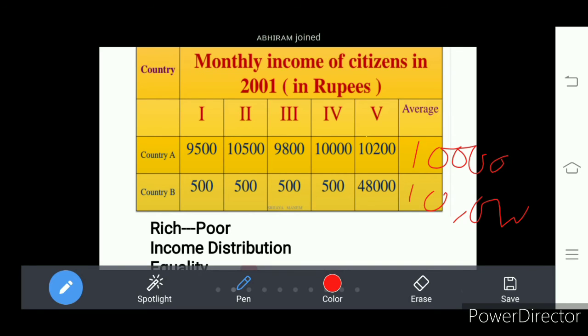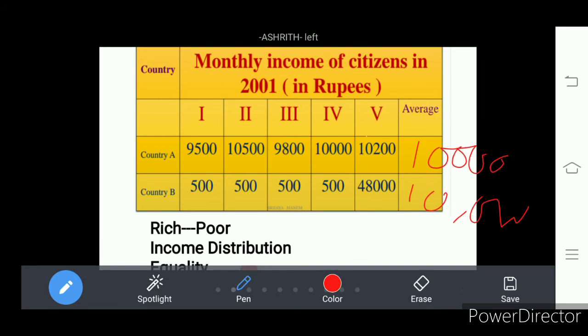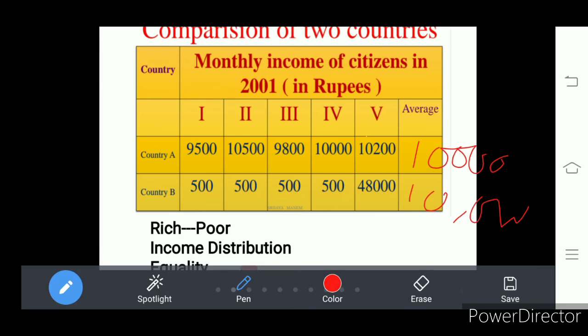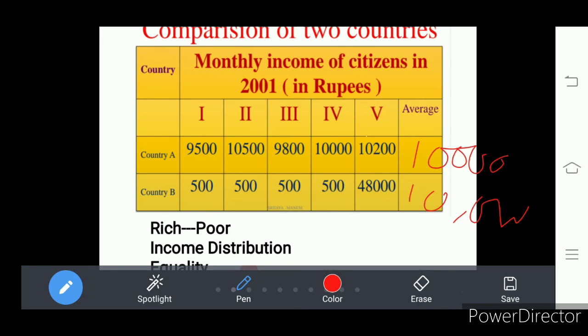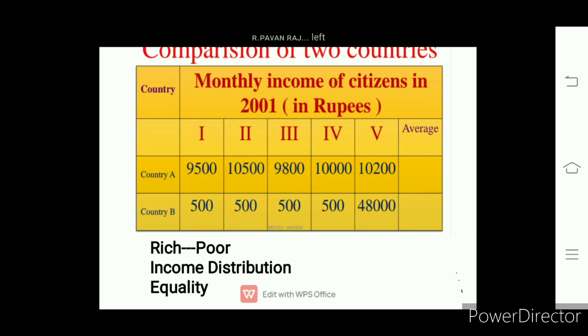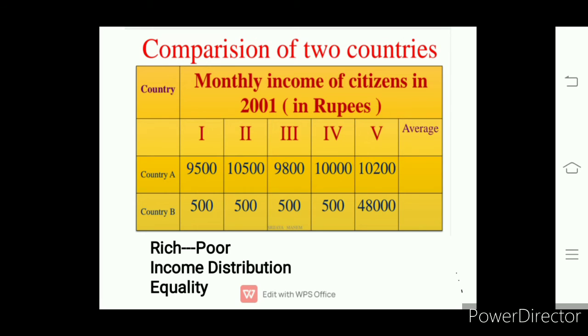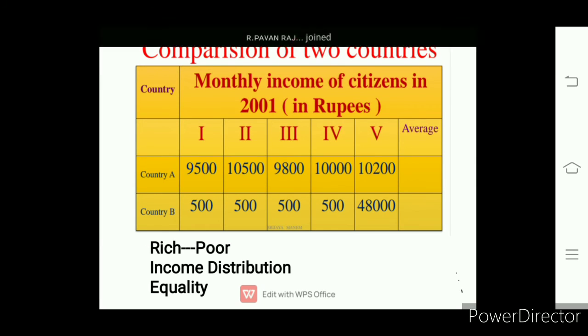So averages are useful for comparison, but they hide the disparities. Instead, it does not tell how the income is distributed among the citizens of that nation, right? So per capita income is also not suitable for comparison, but it is useful to some extent. Understand? Here it does not tell in which of the nations are good in development, right? What is meant by development here? Development in the sense, development of the citizens, right?